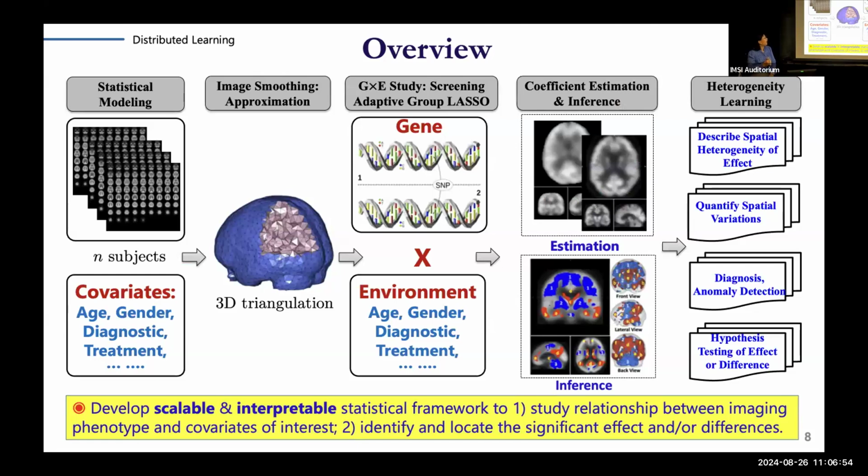The overview of the project is to try to understand the relationship between an imaging phenotype and a set of predictors or explanatory variables. We try to develop a scalable and interpretable framework to understand this relationship and identify and locate the significant effects, if there are any, or any difference.